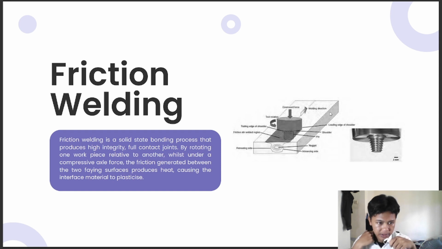Next is friction welding. Friction welding is a solid state bonding process that produces high integrity full contact joints. By rotating one workpiece relative to another, whilst under a compressive axial force, the friction generated between the two faying surfaces produces heat, causing the interface material to plasticize.